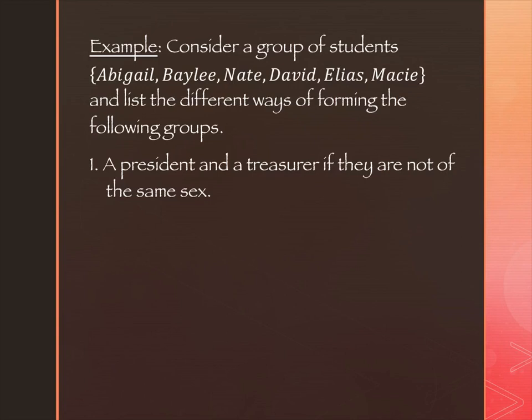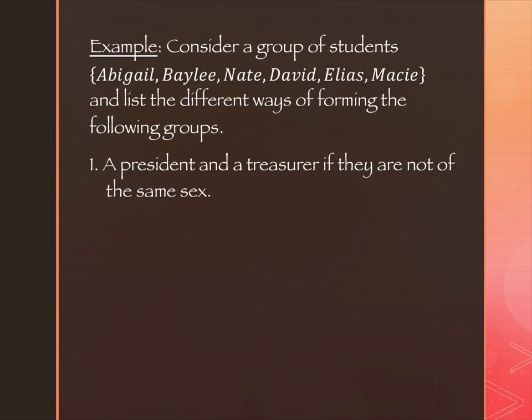So we're going to consider a group of students: Abigail, Bailey, Nate, David, Elias, and Macy. And we're going to list the different ways that we can form the following types of groups. And I've chosen names that were different on their first letters so that when we write them, we only have to write the first letter down and it's distinguishable. So that's what you're going to see me using, just the first initial, okay? So we've got a president and a treasurer. That's the group that's going to be created. And it's got the condition that they're not the same sex. Okay, so we're going to have one boy, one girl. That's what we're going to have.